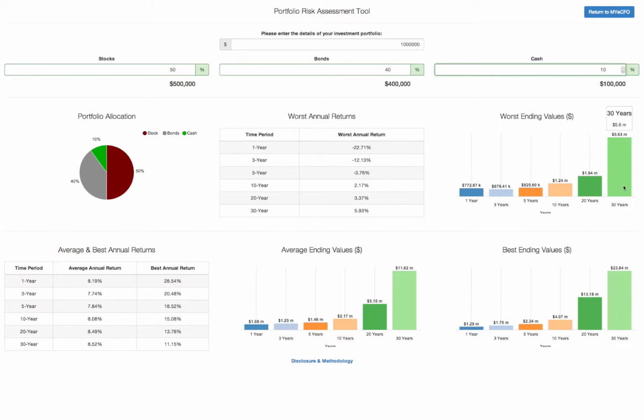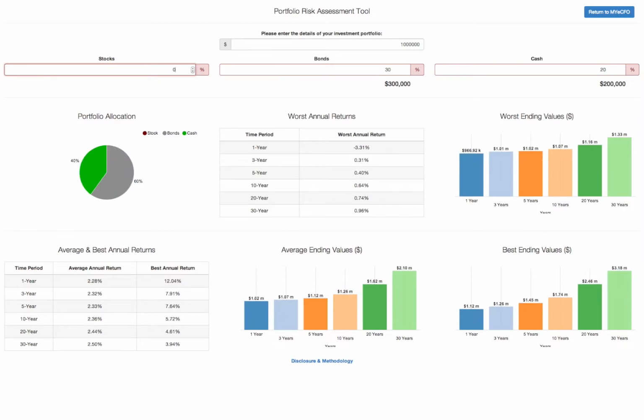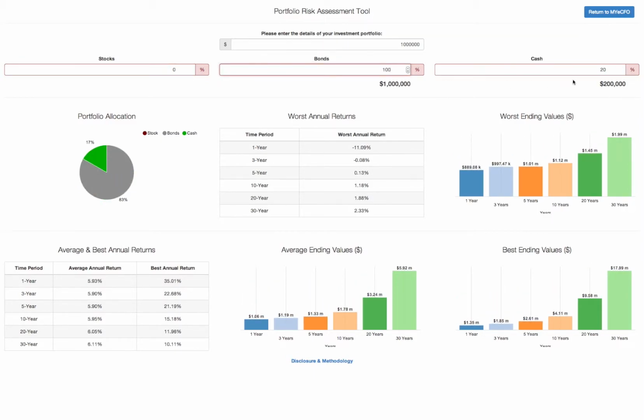But this tool can be very effective if you're trying to play around with what the worst scenarios are for a particular portfolio. You could change it to 30 there, 20 here. This is a more conservative portfolio, so your return is a little less. If you did, for example, 100% bonds and 0% cash, you need to make sure these add up to 100. The worst one-year historical return is about minus 11%. So this gives you a good sense of what historically has happened.